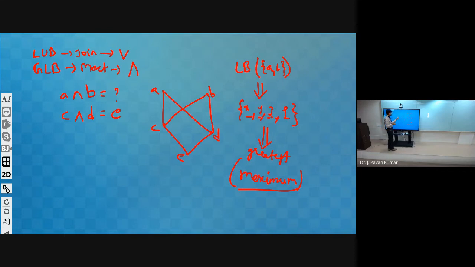Coming to this example, A and B, what is the lower bound? Lower bound of A comma B will be CDE, isn't it? Out of these, is C the greatest element of CDE? No, sir. Is D the greatest element of CDE? No, sir. E is down, so it will not be greatest. So in CDE, we don't have any greatest element.